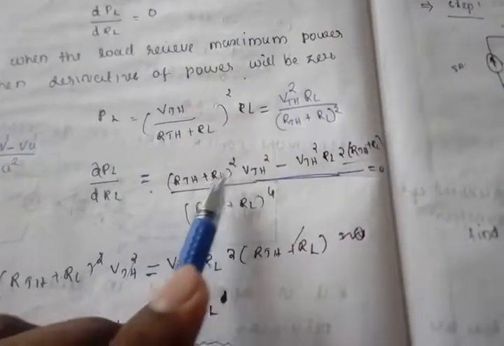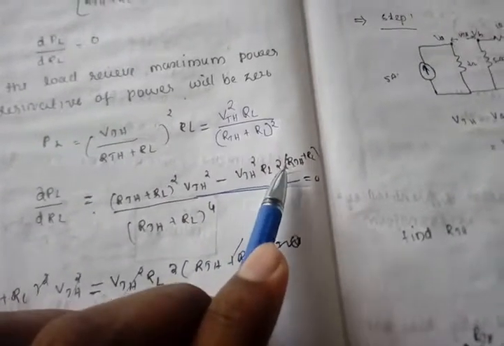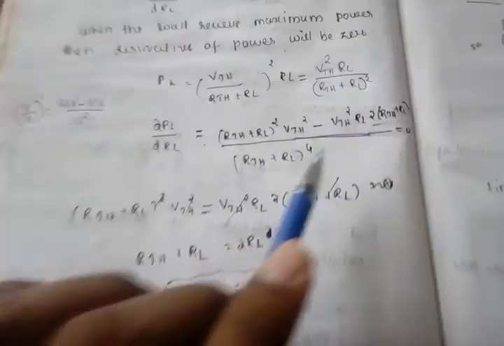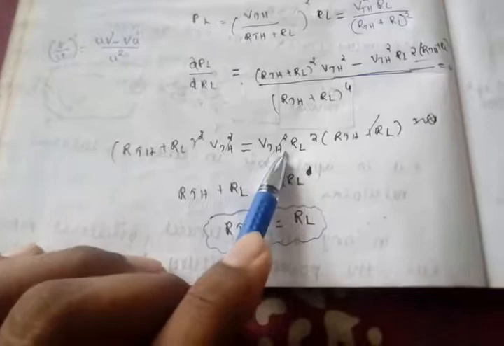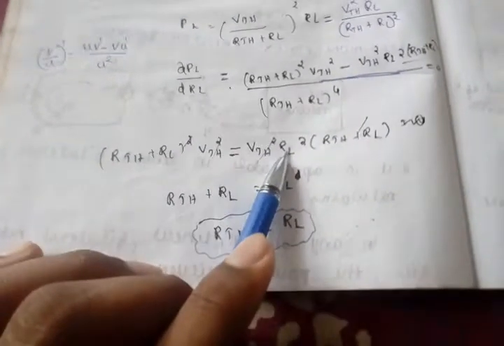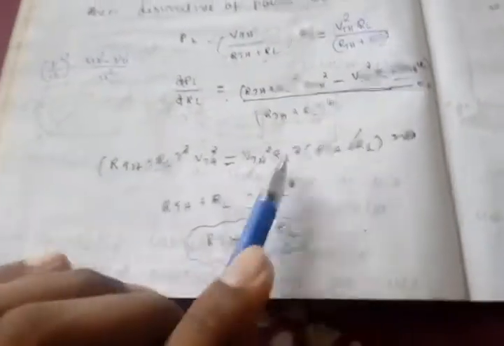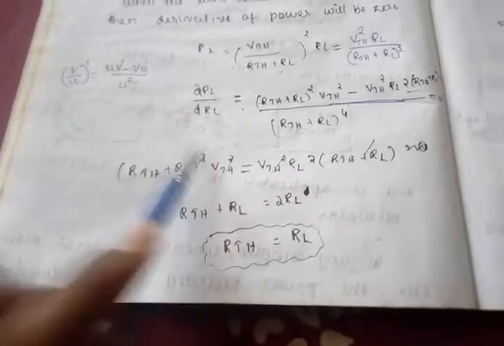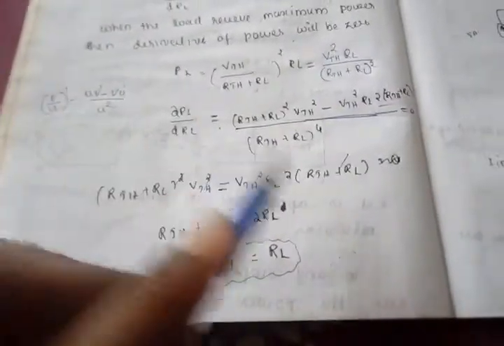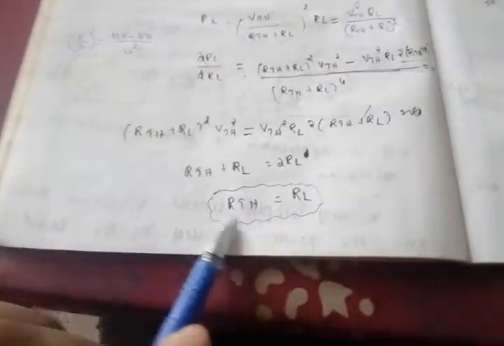That is, (RTH plus RL) whole square into VTH square should be equal to VTH square into RL into 2 into (RTH plus RL). Here VTH square and VTH square will be cancelled. Here this RTH plus RL and (RTH plus RL) whole square will be cancelled. Thus we get RTH plus RL is equal to 2 RL. Thus we get RTH is equal to RL.